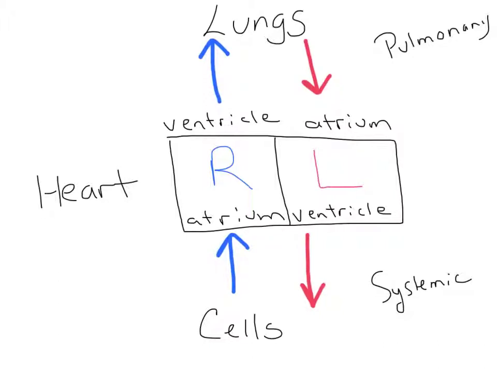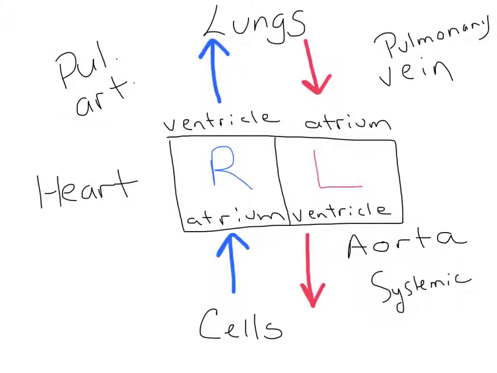For completion, let's just add the names of the vessels that are carrying blood. So the pulmonary circuit is going to be the pulmonary artery and the pulmonary vein, noting that this is the exception to the rule that oxygenated blood is carried by arteries and deoxygenated blood is carried by veins. The main vessel carrying blood out of the left ventricle is the aorta, and returning via the vena cava. And that's that.